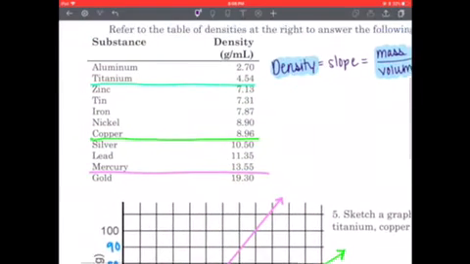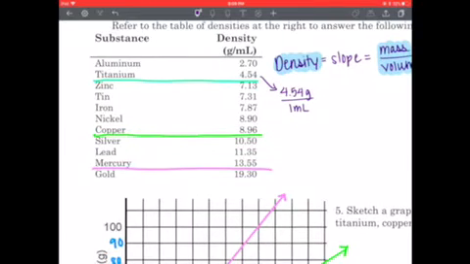So once you get your slope for, let's say, titanium, what this is saying is for every 4.54 grams of titanium, there is 1 milliliter. Now, we learned in our comparing volume units activity that milliliters are the same thing as centimeters cubed. So we could also write the density as every 4.54 grams is the same thing as 1 centimeter cubed.